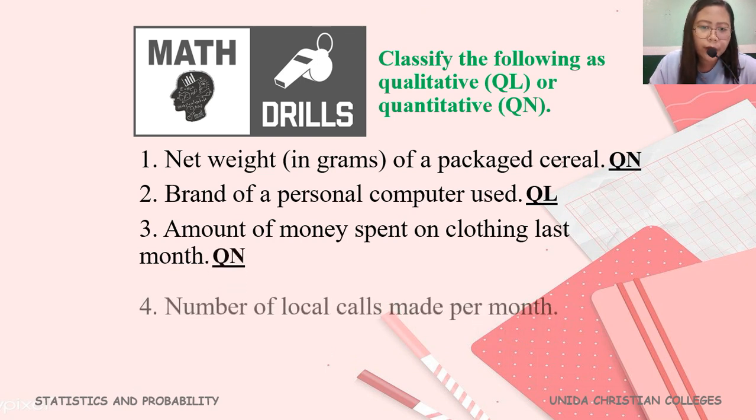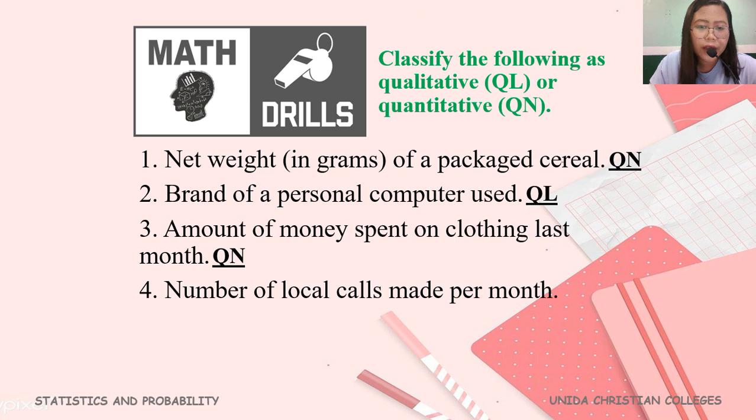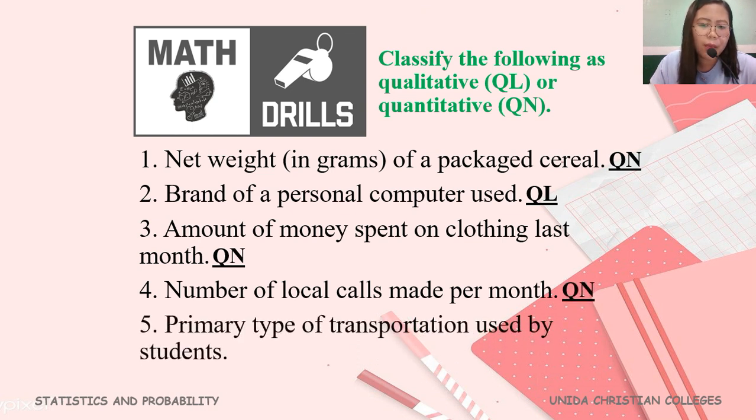Number 4, the number of local calls made per month. Ayan, kung ilan daw yung local calls na nagagawa per month. So, kailangan din bilangin. That's why it is a quantitative data. And last will be the primary type of transportation used by students. Ano-ano ba yung ways of transport nyo papunta sa school? You can ride a jeepney, a bus, a tricycle, so we can categorize it. That's why it is a qualitative data.